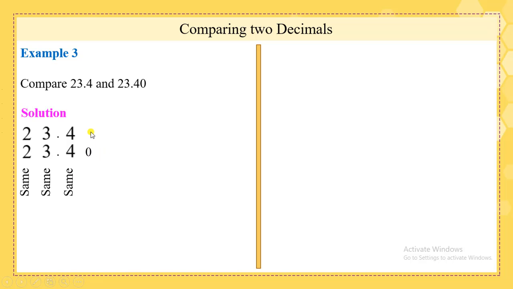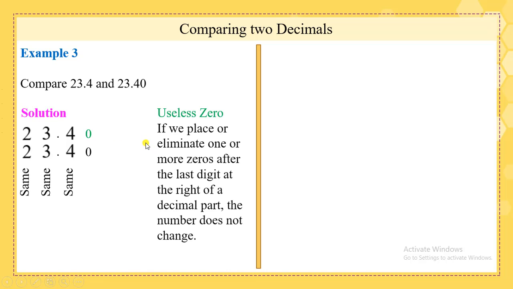Above 0 we have an empty digit, we are going to fill it with a 0. This 0 is called a useless 0. If we place or eliminate one or more zeros after the last digit at the right of a decimal part, the number does not change. This means that this 0 changes nothing. Now compare 0 with 0. They are the same. Then we could say that 23.40 is equal to 23.4.